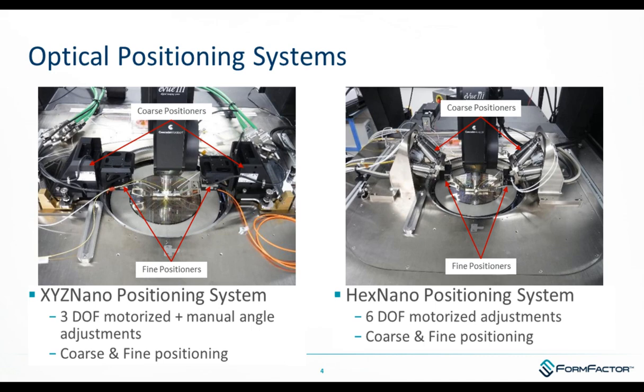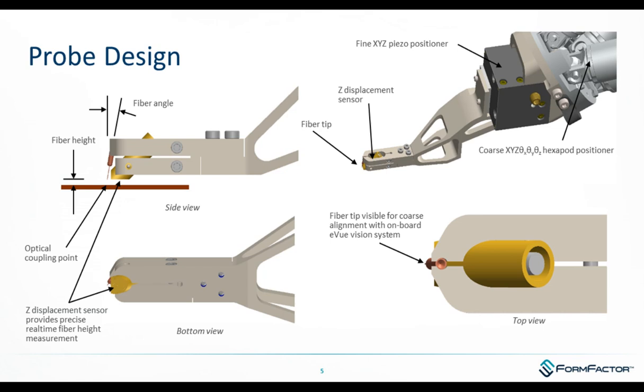On the right-hand side is the hex nano positioning system. So this is parallel kinematic 6 degree of freedom motorized adjustment. So you've got XYZ plus the theta X, theta Y, theta Z. They also have the XYZ nanocube fine positioner mounted on the front of them, and a similar probe arm and fiber holder as well. So you can choose either one of these type of positioners depending on your application needs.